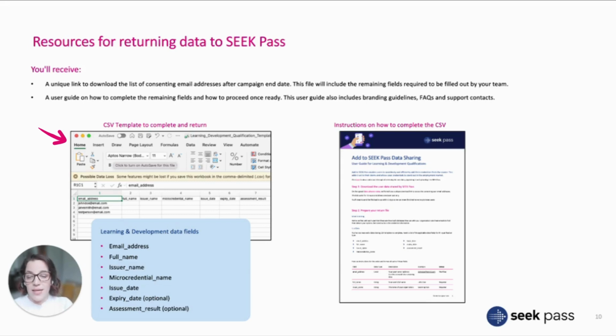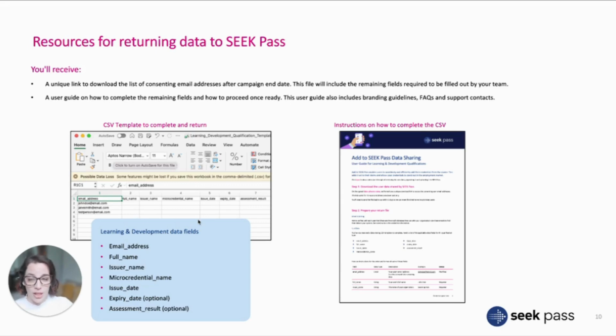What you'll receive is a unique link to download the initial file, which will have the list of the email addresses completed. As you can see in this image here, you'll have the first column of email addresses. There'll be all the consenting user email addresses, and then you'll have every column that is required for that particular credential type blank and ready for you to populate.